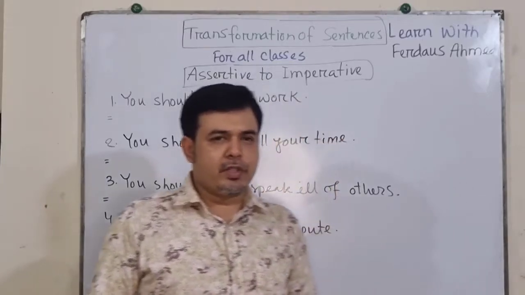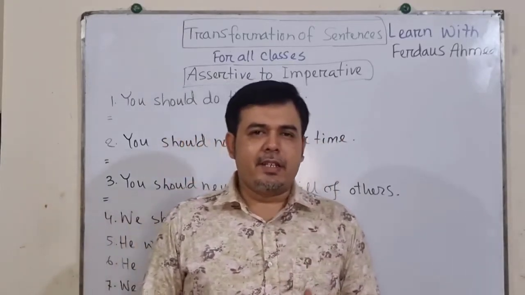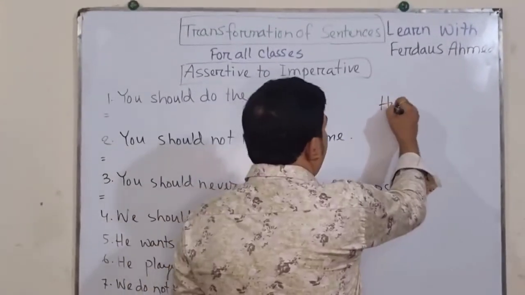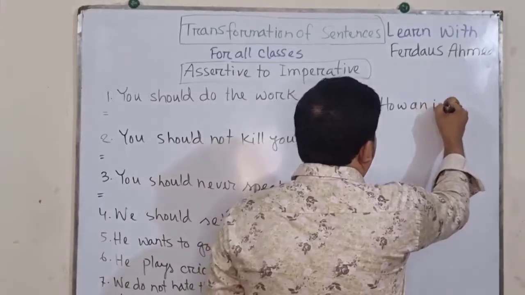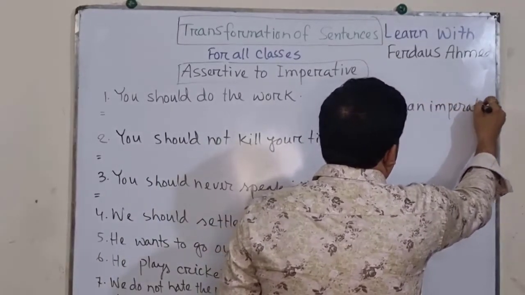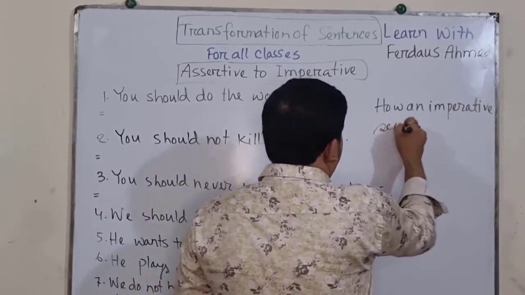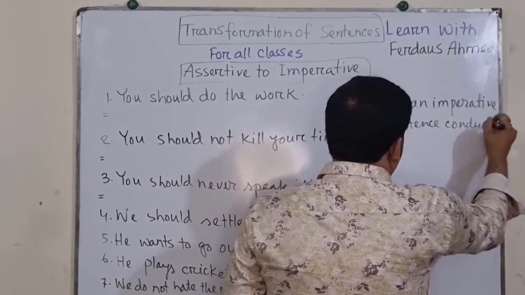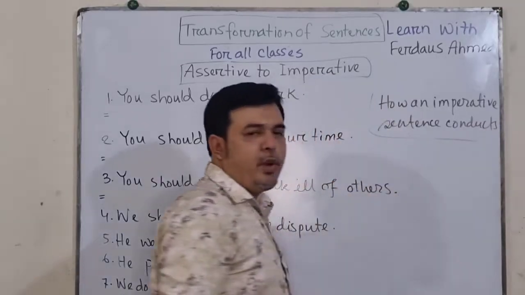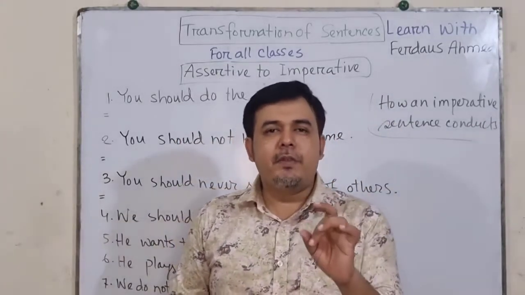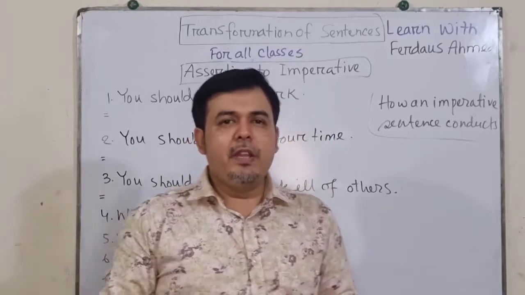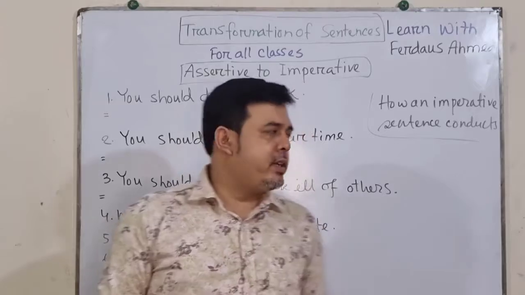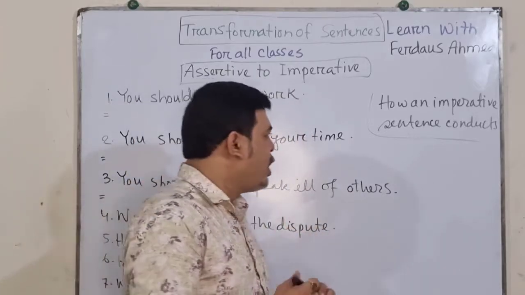What are these two things? The first is that you have to know how an imperative sentence works. That is the most important thing. An imperative sentence has two characteristics. Just remember two characteristics. What are they?